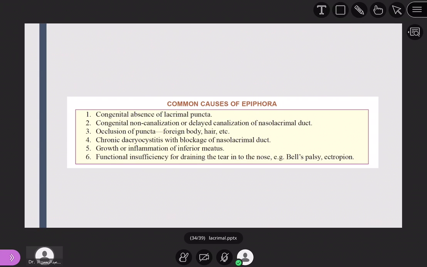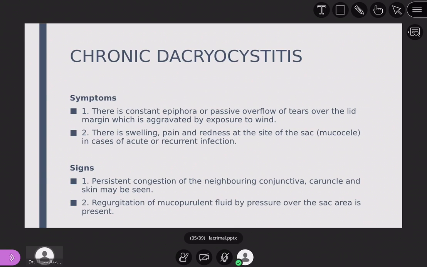So the common causes of epiphora: congenital absence of lacrimal puncta, congenital non-canalization or delayed canalization of the nasolacrimal duct, occlusion of puncta, chronic dacryocystitis, growth or inflammation of the inferior meatus, and functional insufficiency for draining the tear into the nose.